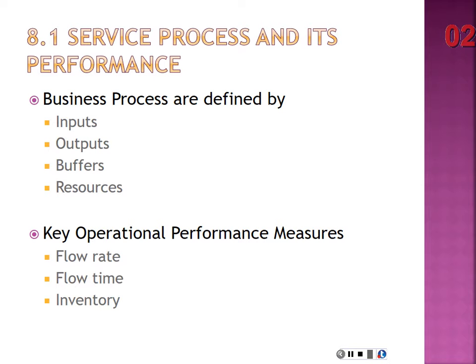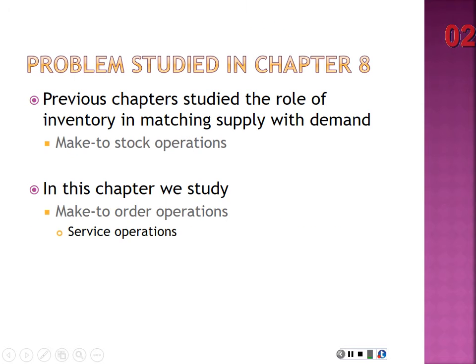Our business processes are defined by inputs, outputs, buffers, and resources, right? And we have our key operational performance measures: flow rate, which is the same thing as throughput, flow time, and inventory. Those should be terms you're very familiar with at this point. In previous chapters we studied make-to-stock options, and in this chapter we're going to look at make-to-order operations or service operations, okay?